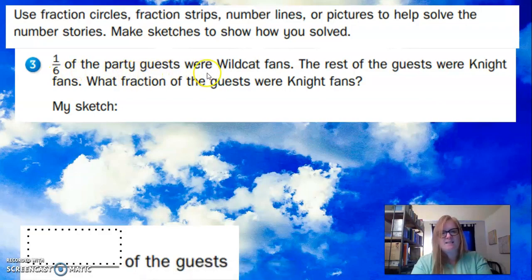1/6 of the party guests were Wildcat fans. The rest of the guests were Knight fans. What fraction of the guests were Knight fans? This one might be best drawn out and solved using a fraction number line because we know how much a whole is when we know the denominator. So if 1/6 of the party guests were Wildcat fans, then we know that the rest are Knight fans. So how much is the rest after 1/6?